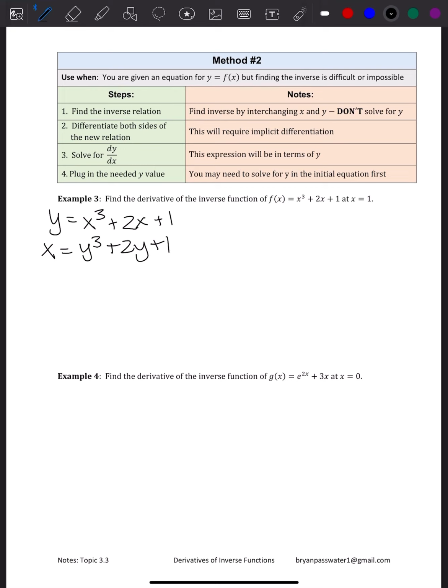Now I'm going to take the derivative of both sides using implicit differentiation. So we're going to want to do dy over dx. So the derivative of x is 1. We have 3y squared dy over dx plus 2 times dy over dx plus 0.